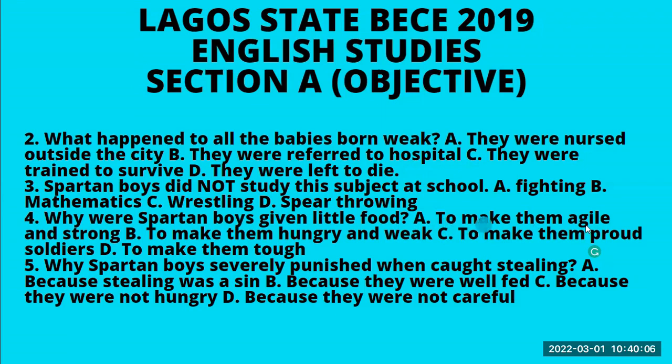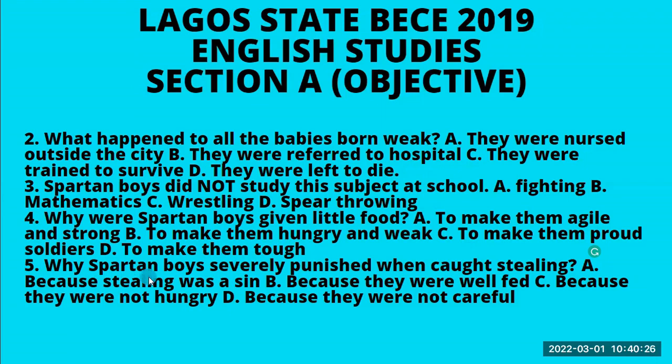Then we look at the options. Option A, to make them agile and strong, we shall find out. B, to make them hungry and weak. Why were they given little food? We are curious. We want to find out. C, to make them proud soldiers. Is that so? D, to make them tough. Right. We shall know. Question number 5.